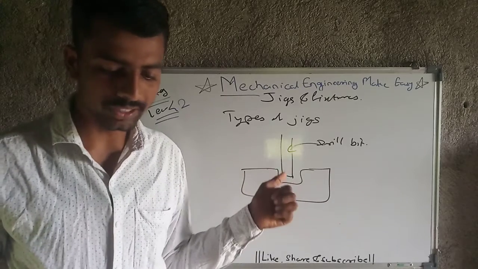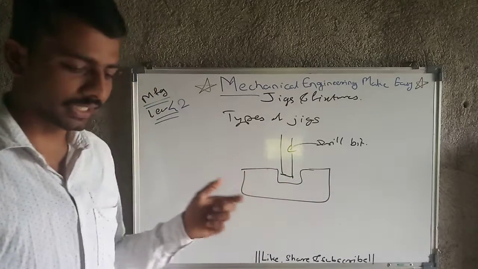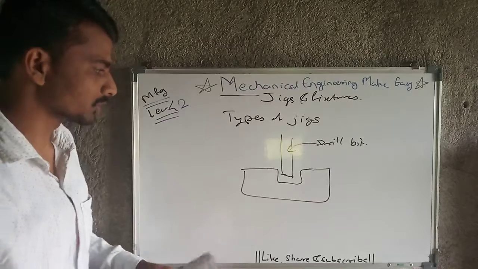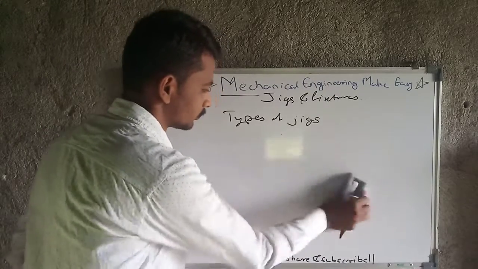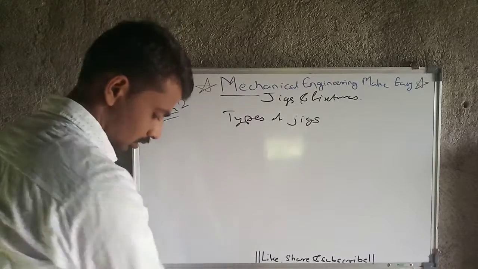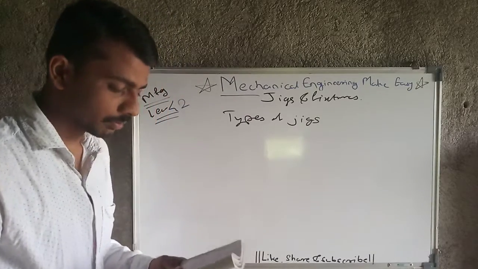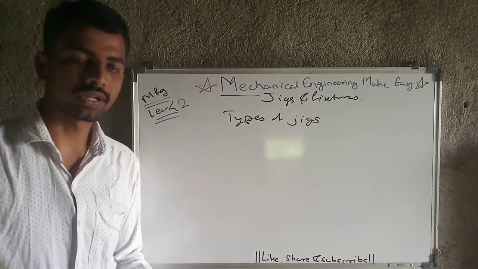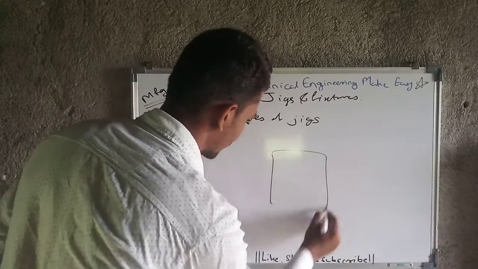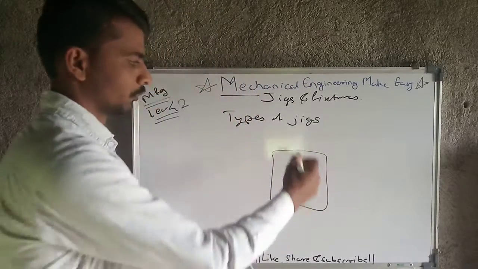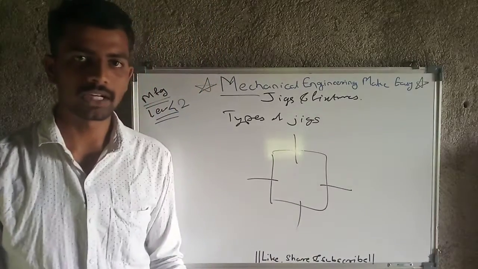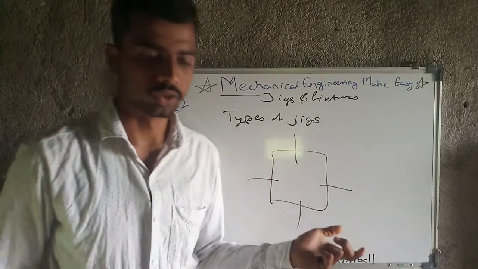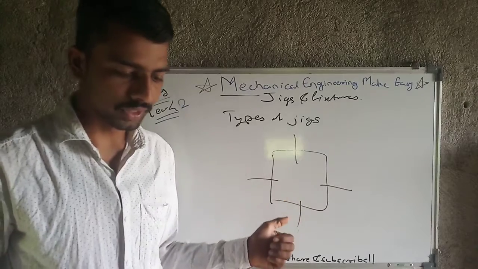Then next is the boring type jig. For boring there is also a jig, and this will be box type. For boring there will be a box type jig, and we can bore from more than one side. We can bore from this side, this side, this side, this side, depending on our requirement. This kind of jig is a boring jig.